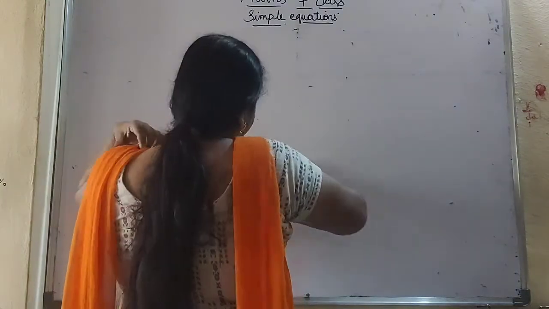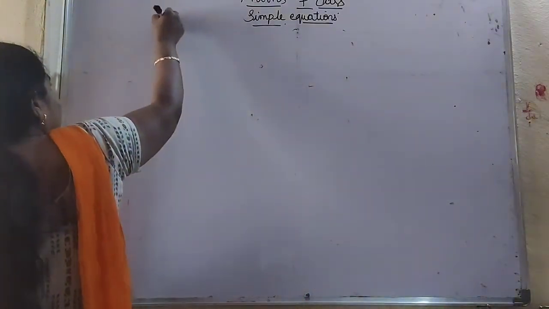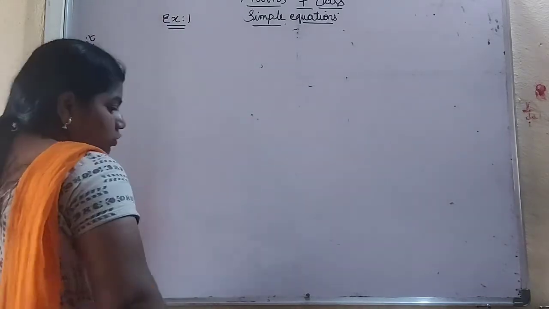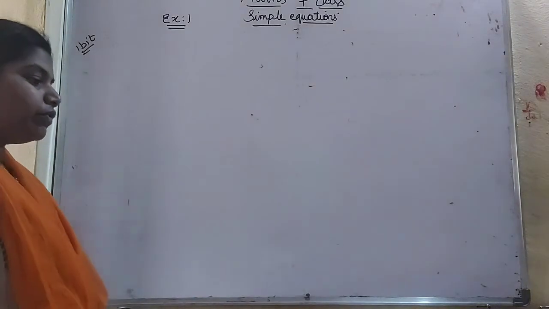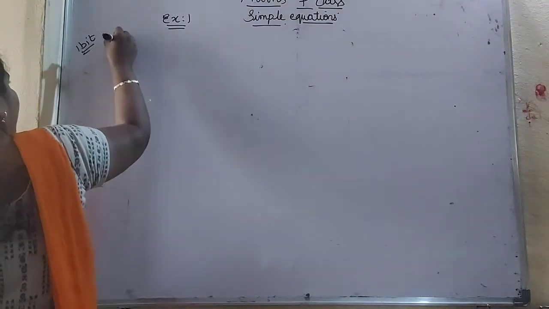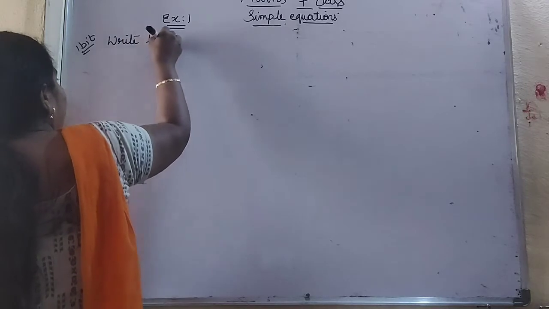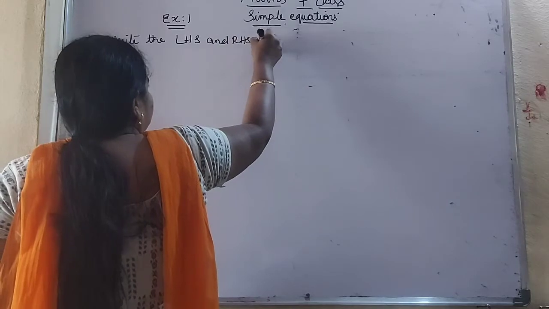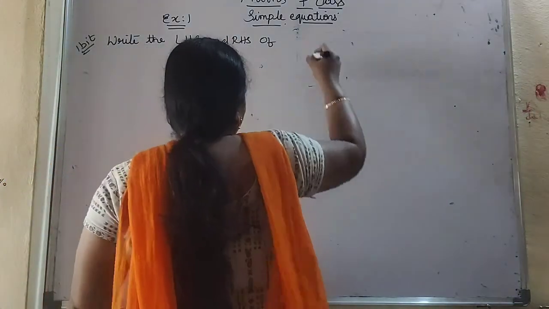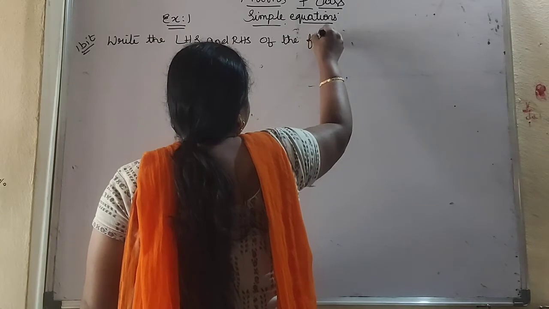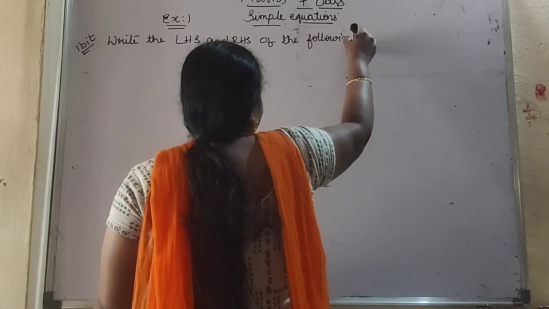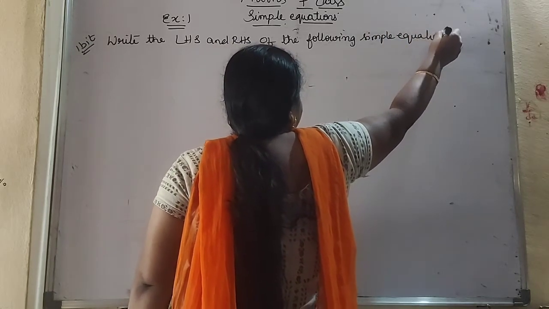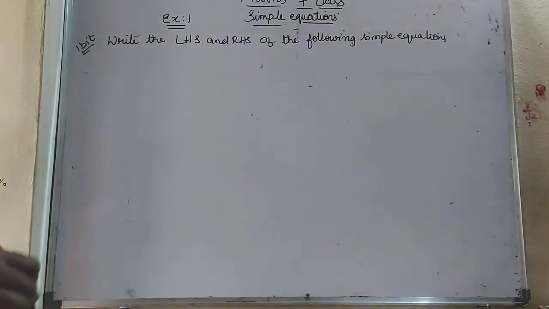So what is exercise 1 first bit? First bit is: write the LHS and RHS of the following simple equations. So what is the LHS part and which is the RHS part we have to find now.